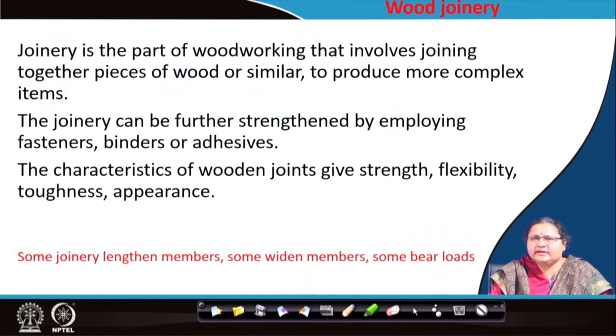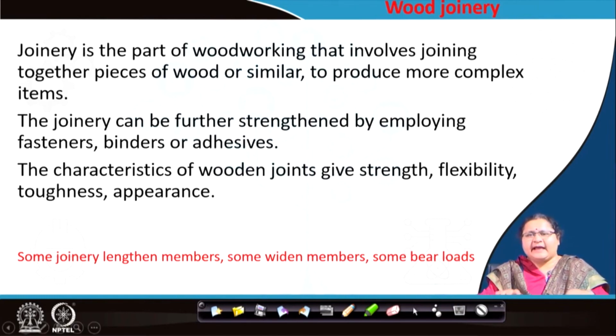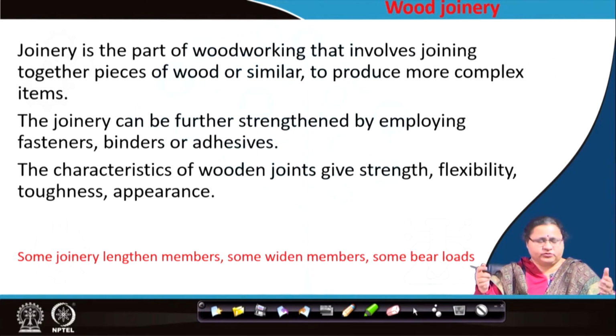What do I mean by widening? You need a tabletop. You are adding one member with the other in such a way that it gradually forms a surface which can become your tabletop. Lengthening members, when you have a beam, small pieces joined together, you get a big beam spanning between two ends, maybe walls or maybe two other wooden members, which is where you need lengthening, and load bearing is where you are subjecting it to load.